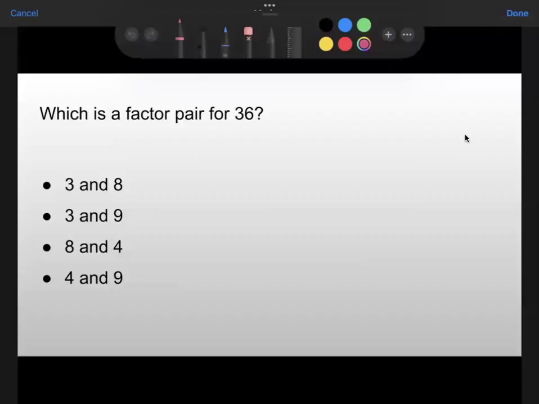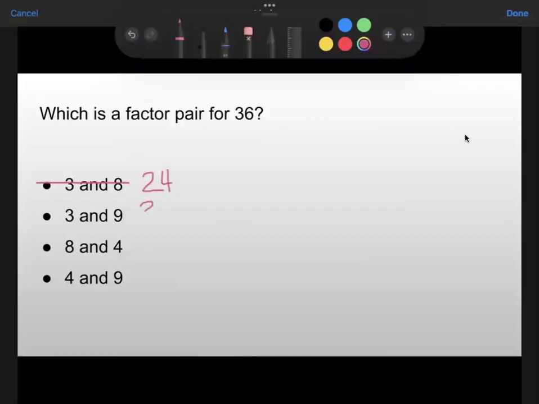Okay, here is our last example for today's video, which is a factor pair for 36. Okay, so now we're going to use our factor pairs. We're going to list them out because now we have to find a factor pair. Or our other choice would be to multiply each of these choices together to see if it ends up being 36. So 3 times 8 is 24, which is not 36, so we could cross that off.